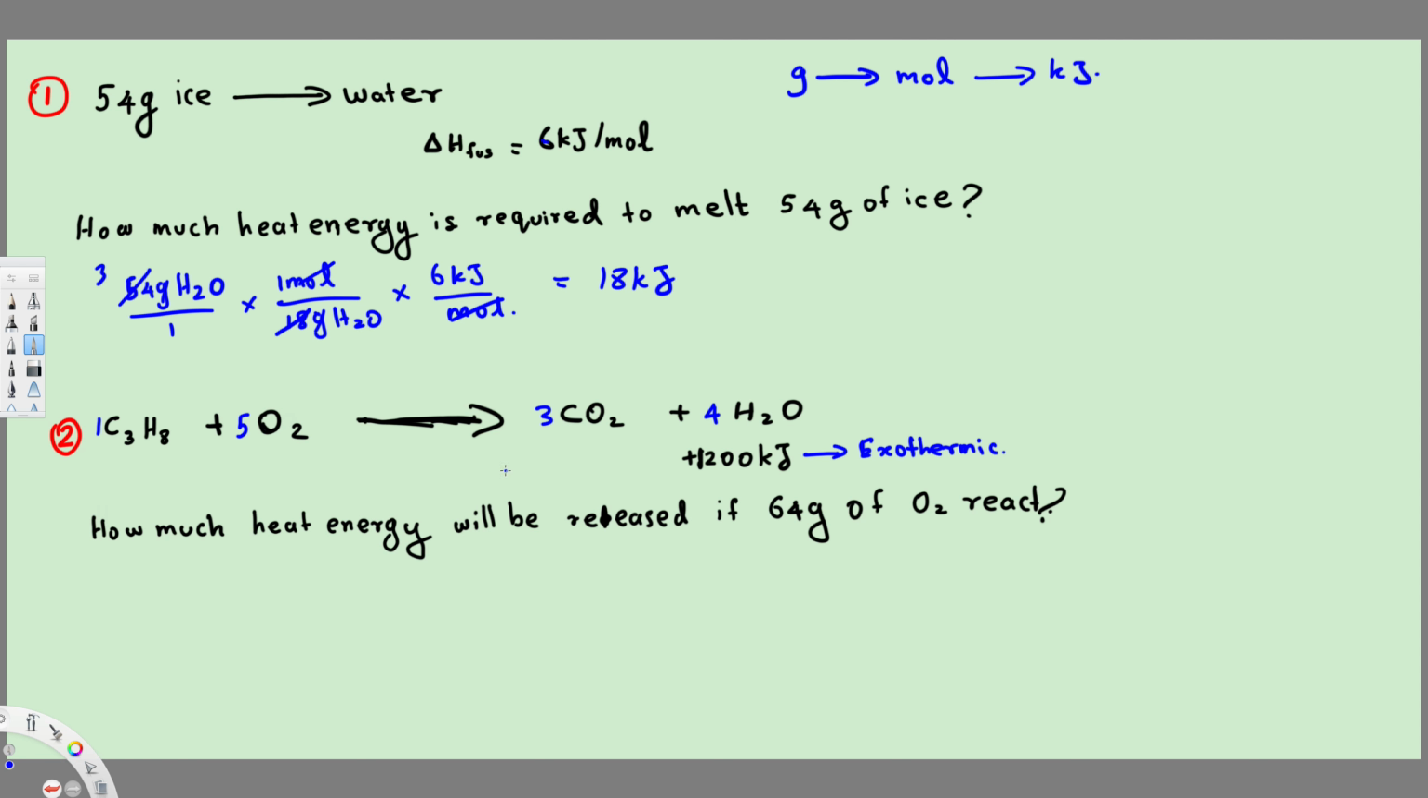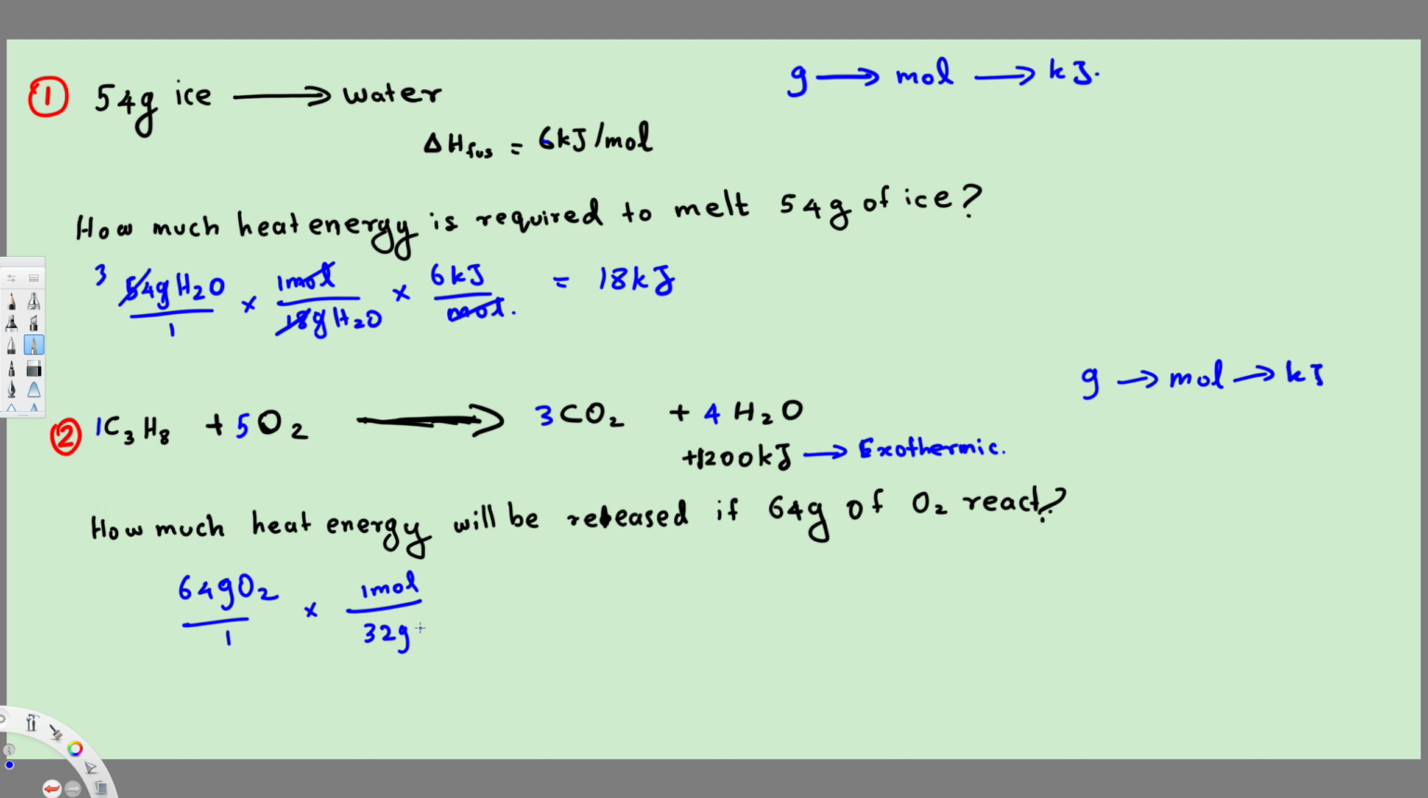So here again we are going to do the same thing. We are going to convert this gram into mole, then mole into kilojoule, right? So let's take the oxygen right here. So we have 64 grams of O2 divided by 1, and oxygen's molar mass. For 1 oxygen it is 16 grams per mole. So here we have 2 oxygen. O2 means 2, right? So 16 times 2 is going to be 32. So in 1 mole of O2 we have 32 grams of O2.